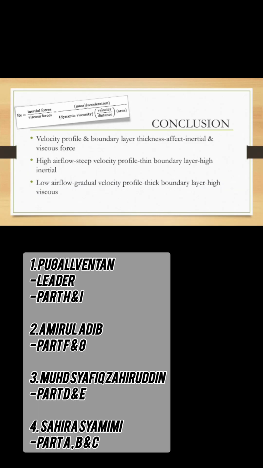Now, to conclude, velocity profile and also boundary layer thickness are affected by inertial and viscous forces, as we can see clearly from the Reynolds number. Also, high airflow means the velocity profile is very steep and the boundary layer thickness is very thin due to high inertial forces, whereas when the airflow velocity is low, the velocity profile is gradual compared to high airflow velocity, which is steep, and contrarily to high velocity airflow's boundary layer, low airflow's boundary layer is thicker due to high viscous forces.